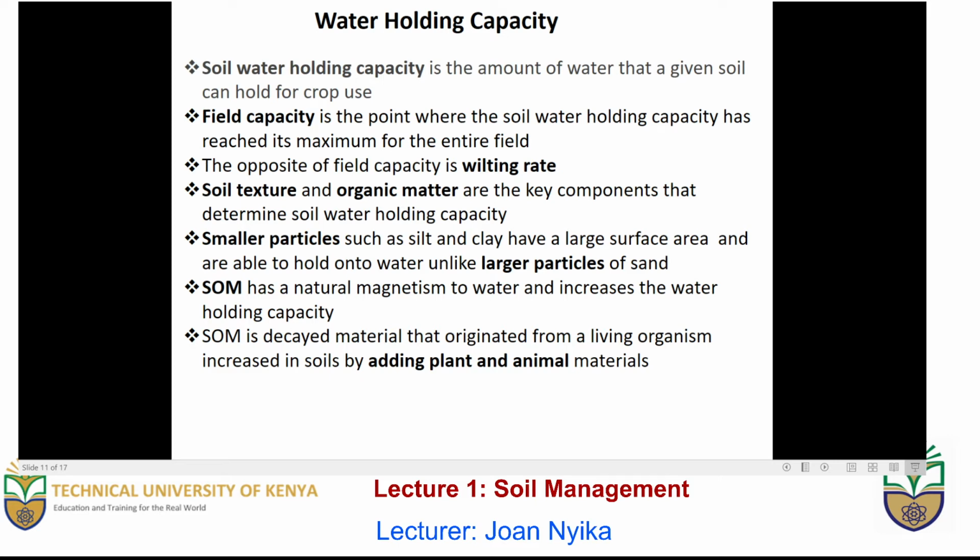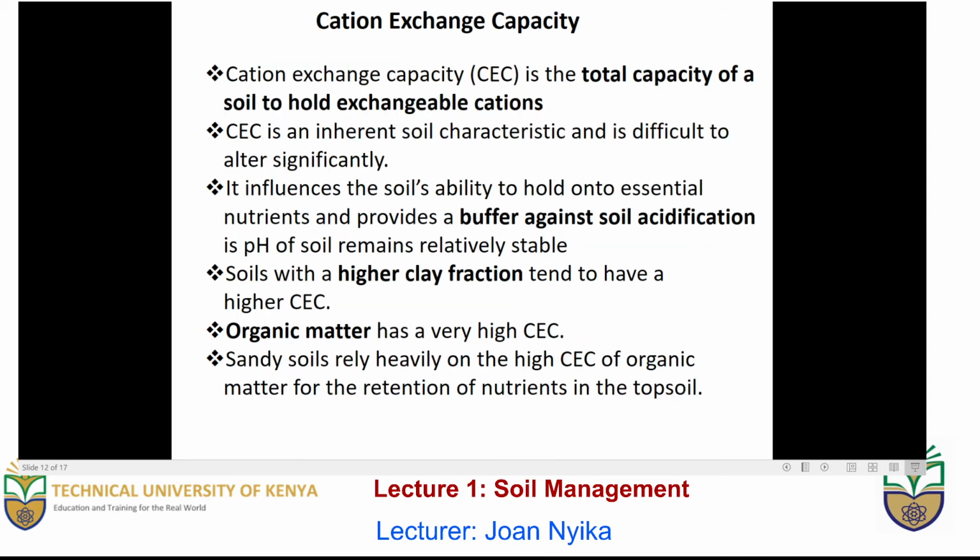It is therefore important for us to improve the water holding capacity. The soil texture must be improved from being sandy to being silty and clay. On the other hand, the soils must have adequate soil organic matter so that they can hold enough water. The other aspect we will look at in soil management is what we call the cation exchange capacity. What is cation exchange capacity? It is the total capacity of a soil to hold exchangeable cations.